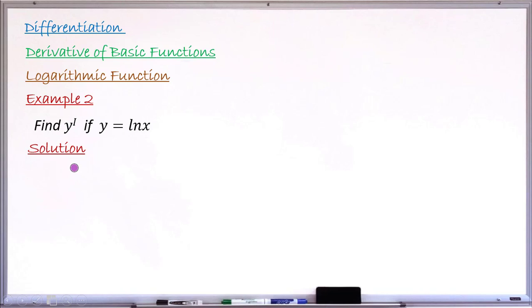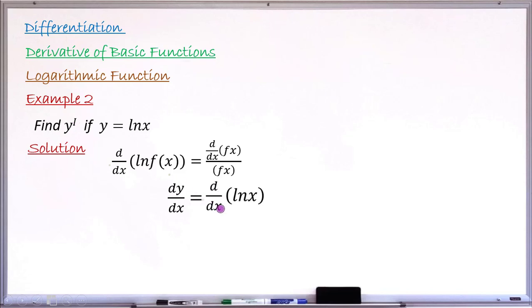So let me write the rule. The rule, remember, says the derivative of a logarithmic function; the ln here indicates this function is a logarithmic function. So d/dx of ln f(x) equals d/dx of f(x) over f(x). In that case, dy/dx of this function, that is y prime, would be equal to d/dx of ln x, that is my function y equals ln x. And there I continue.